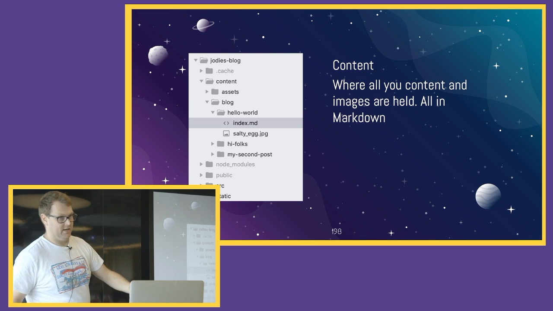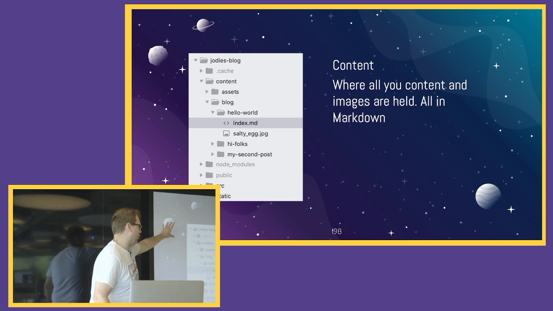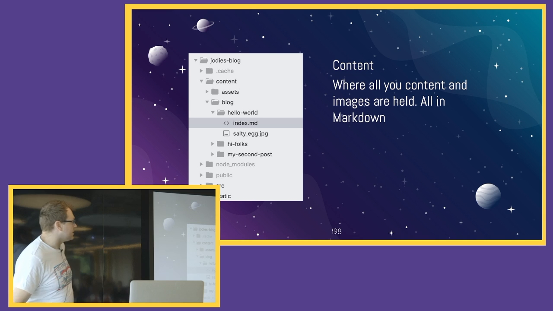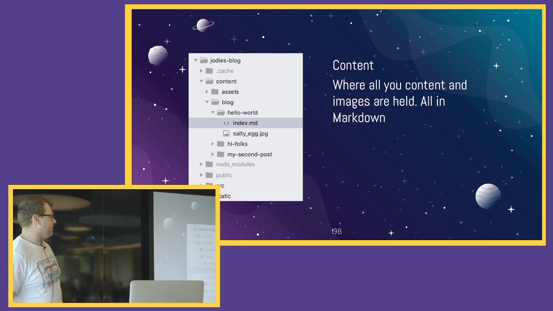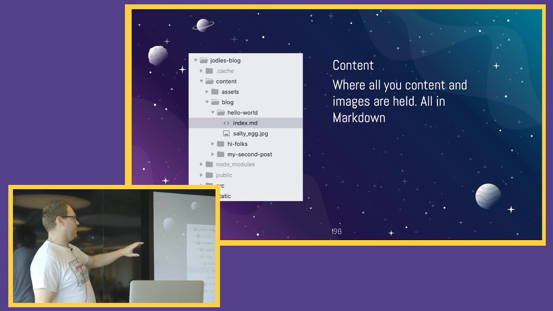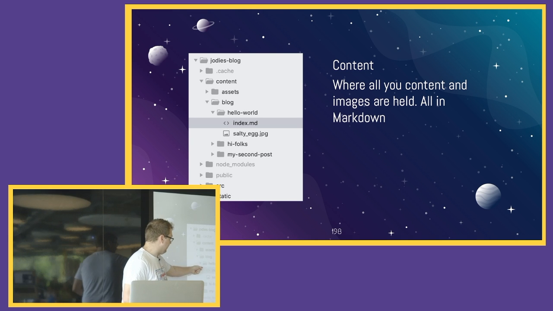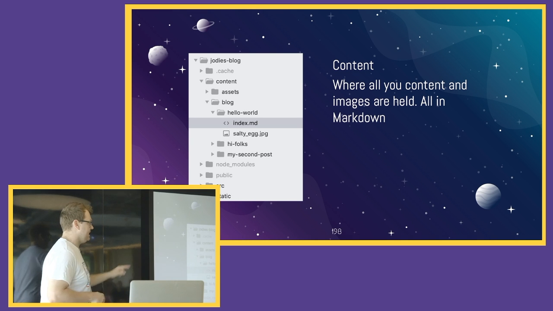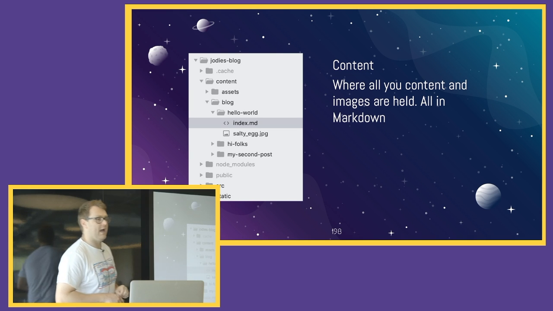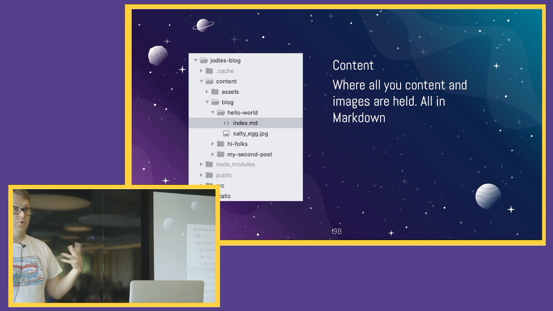So what it's actually done is put this folder on your machine. In this case, I've got Jodie's blog, and there is a folder there called content, and inside that is a folder called blog, and in there are folders of all your blog posts. So the content folder is where all your content and images are held, all in Markdown. So for the Hello World blog post, there is a Markdown file called index.md in the Hello World folder, and that contains all your text.